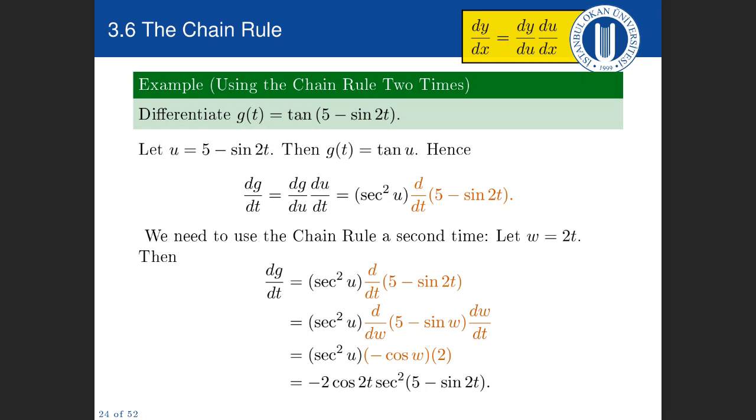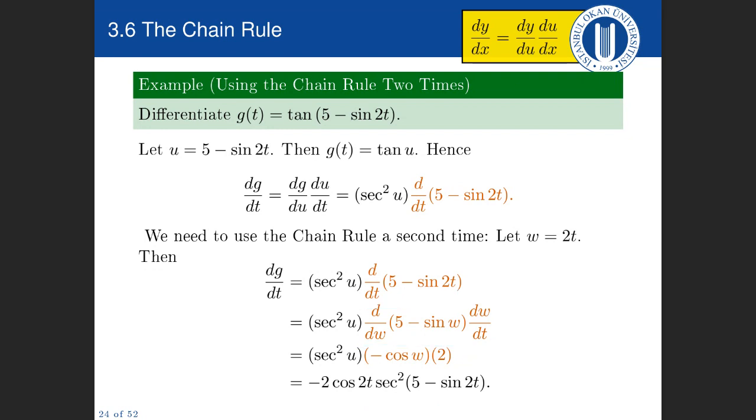So just looking at the orange part, derivative of 5 minus sine 2t, that's d/dw of 5 minus sine w multiplied by dw/dt, which is minus cos w multiplied by 2. And then substitute back in to get the final answer. Minus 2 cos 2t, sec squared of (5 minus sine 2t).